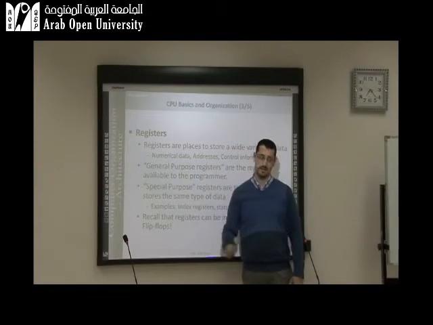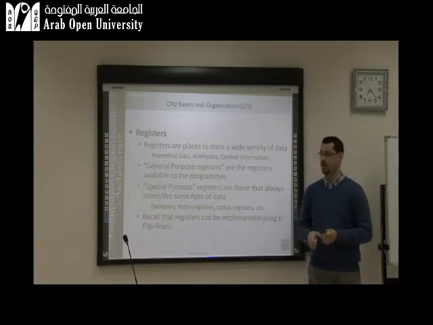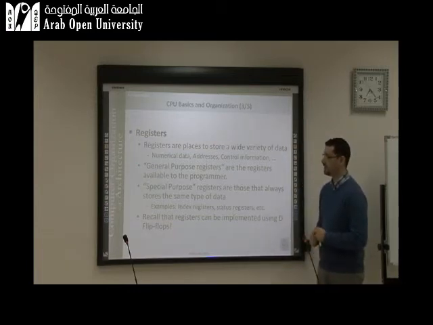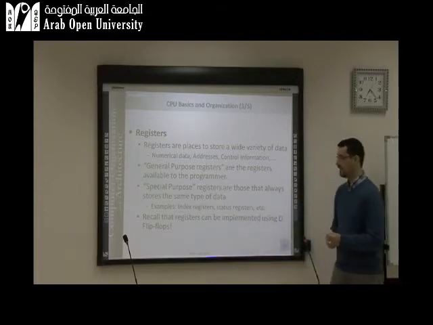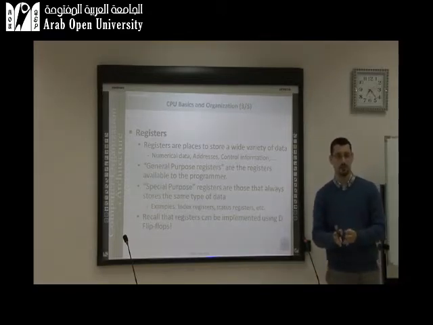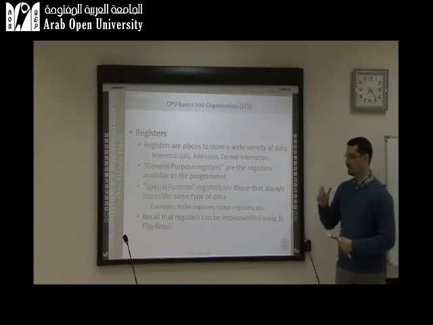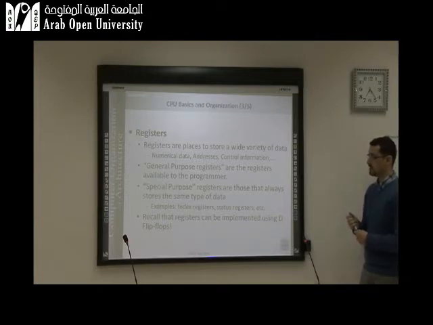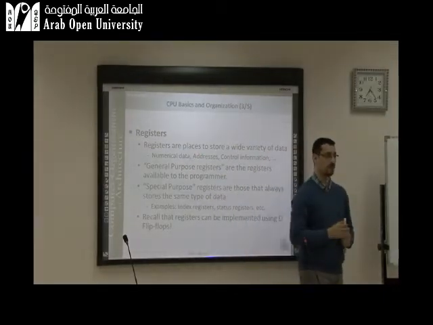Now, registers. We are trying to explain the contents of the data path. The first element in the data path is registers. A register is an elementary memory. It can usually store one word. And when we say word, this depends on the computer. We already explained that. If we have a 32-bit computer, a register inside the CPU has a length of 32 bits. So the elementary memory in the CPU has 32 bits.